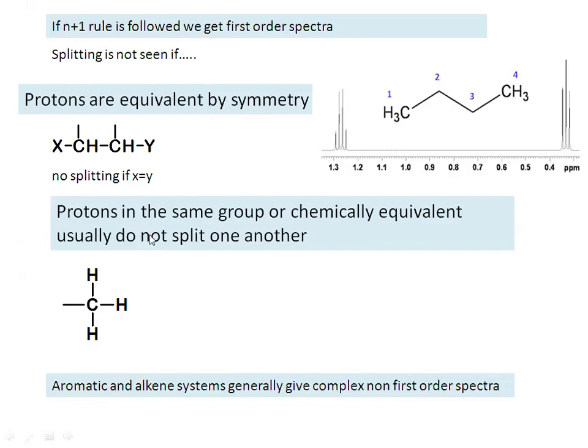Same way, if the protons belong to the same group, meaning they are chemically equivalent, they are not going to split each other. So the protons from CH3 will not split each other, or from the CH2, they will not split each other. So whenever you see splitting, the N+1 rule is followed, we get a first order spectra. If it is an aromatic compound or alkene systems, they generally give rise to complex, non-first order spectra.